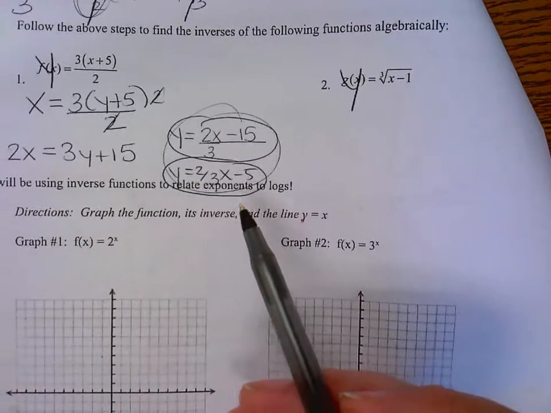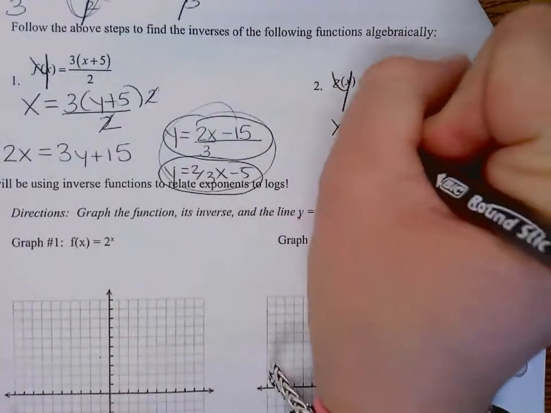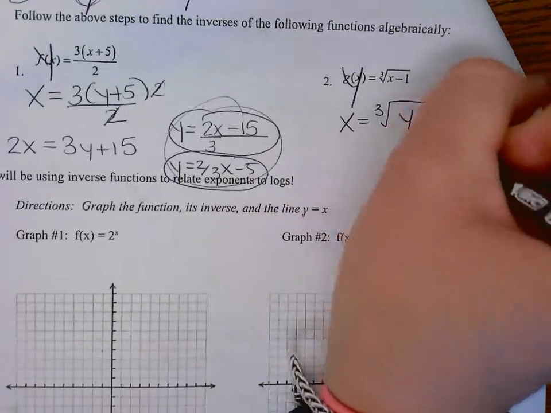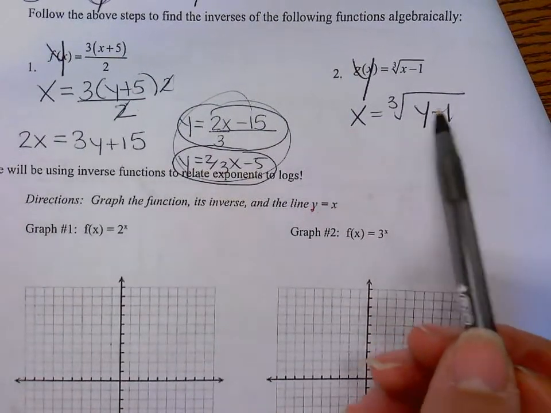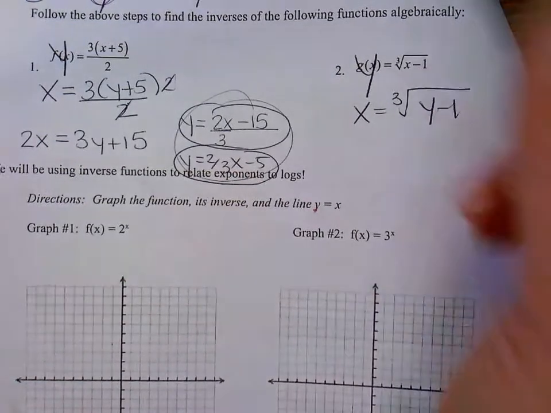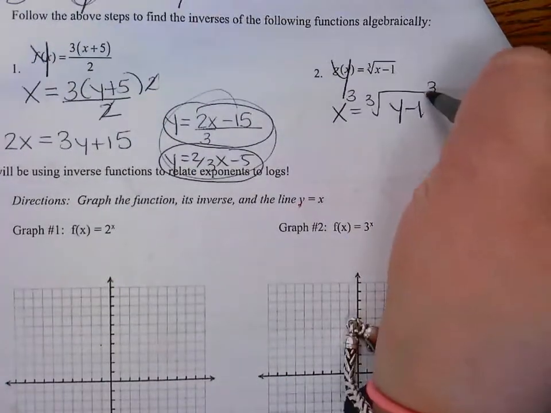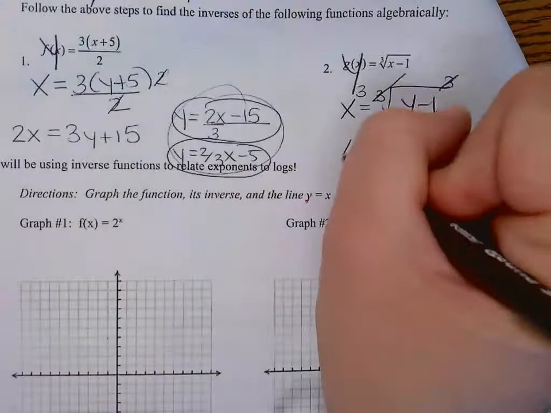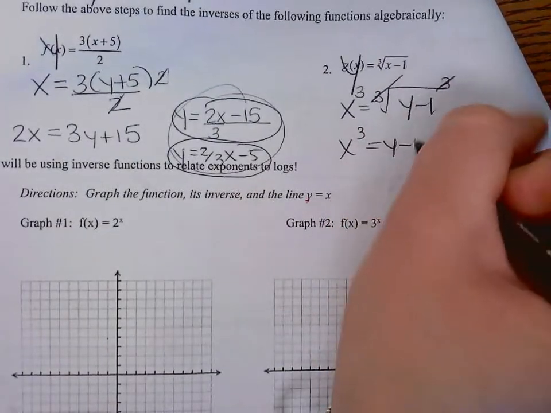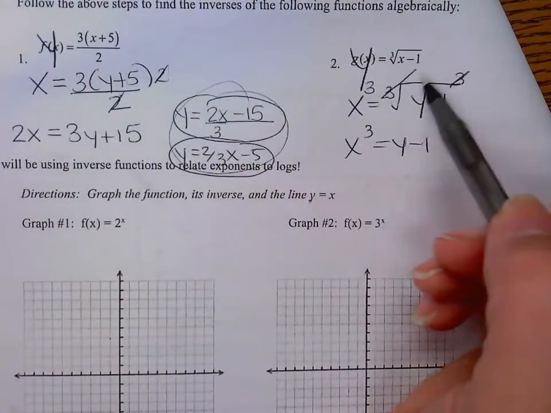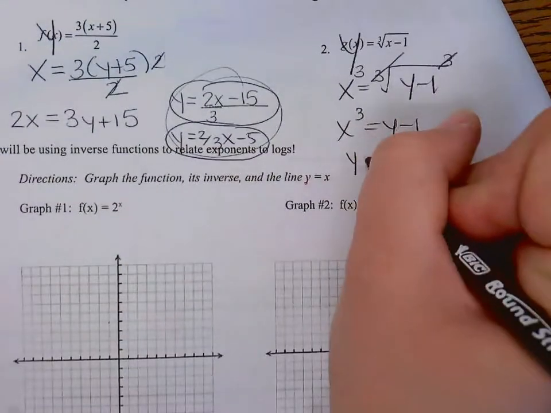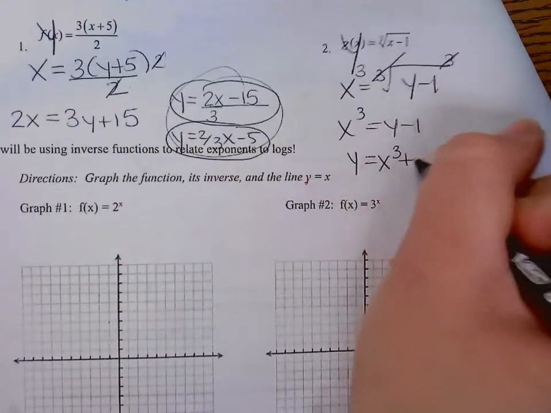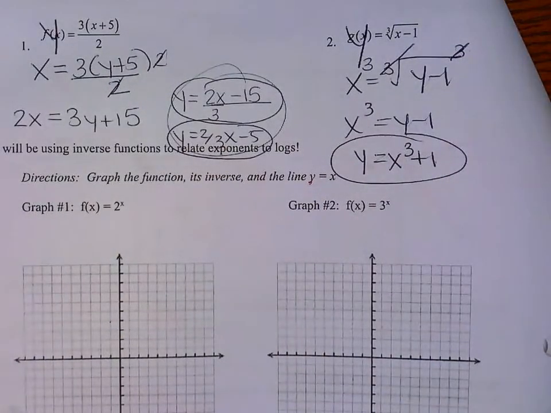The cubic one might be a little bit more challenging just because you haven't done inverses of cubes before. But you start by switching x and y. And then because the y minus 1 is stuck under the cube root, your first step is to cube both sides of the equation. So x cubed equals y minus 1. So once I get rid of the cube root, now I can just add 1 to the other side to finish the problem. So y equals x cubed plus 1.